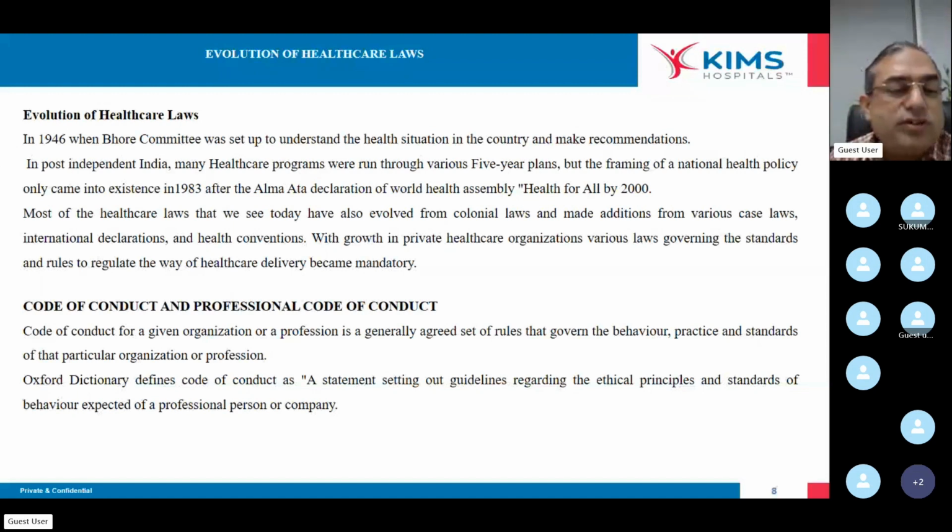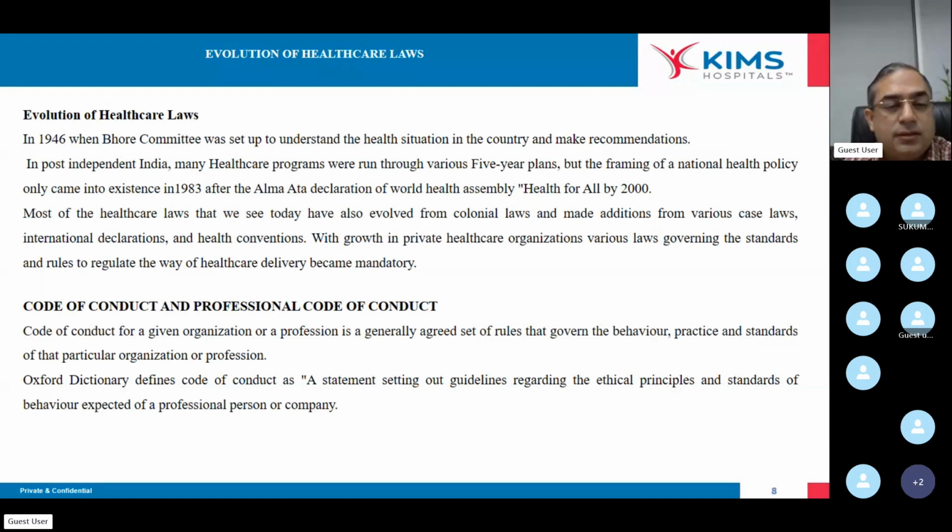What is the professional code of conduct? Oxford Dictionary defines code of conduct as a statement setting out guidelines regarding the ethical principles and standards of behavior expected of a professional person or company. Same thing, a code of conduct for a given organization or a profession is a generally agreed set of rules that govern the behavior, practice and standards of that particular organization or profession. Like the Hippocratic Oath will govern the practice of the medical profession.